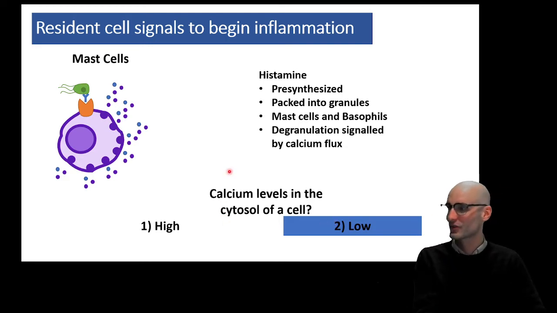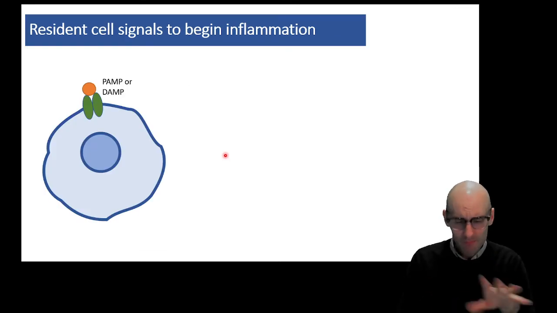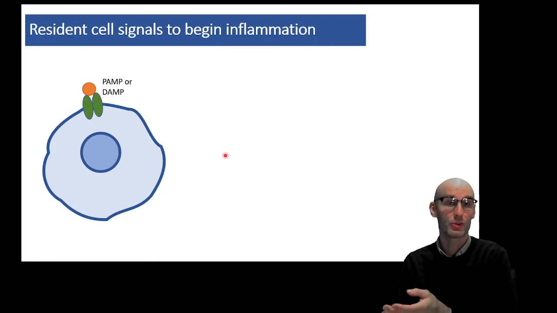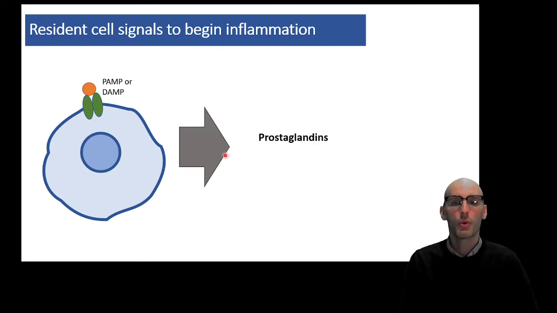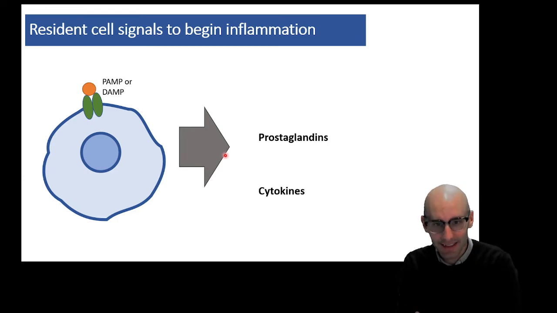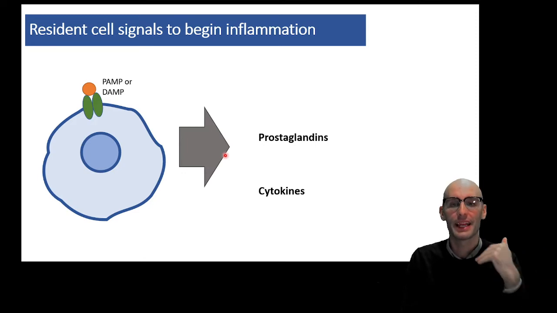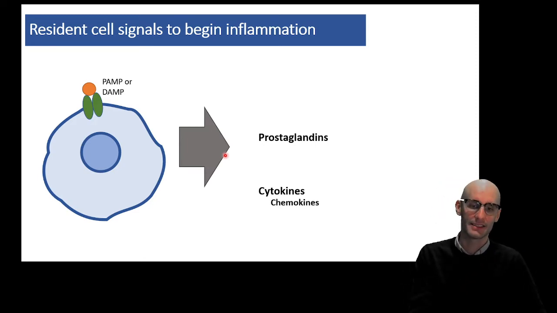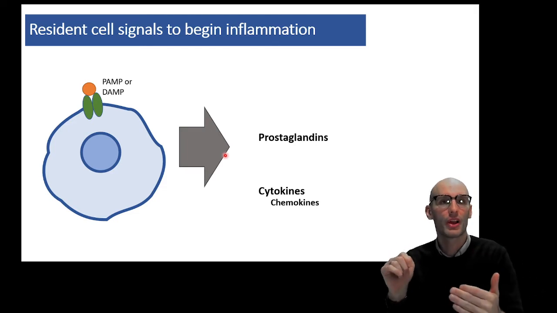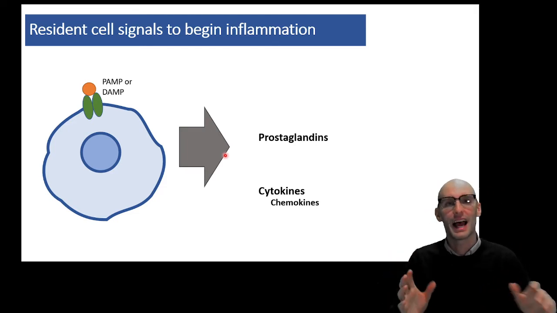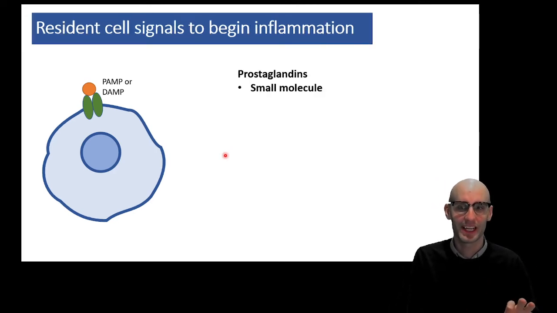Super clever. So now let's compare that to, say, a macrophage that's had a PAMP or a DAMP activate a cell surface receptor here. We're going to get the release of prostaglandins and cytokines. So we're not going to get that histamine release. We're going to get prostaglandins and cytokines. And a subset of cytokines is called chemokines. So all chemokines are cytokines, but not all cytokines are chemokines, and I'll discuss the difference there just briefly.